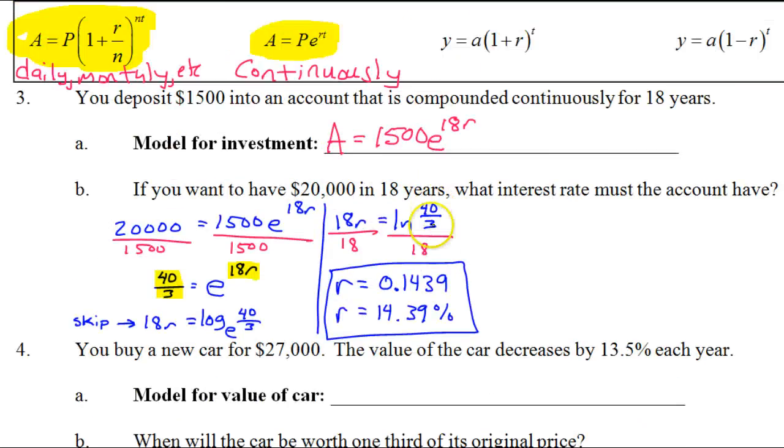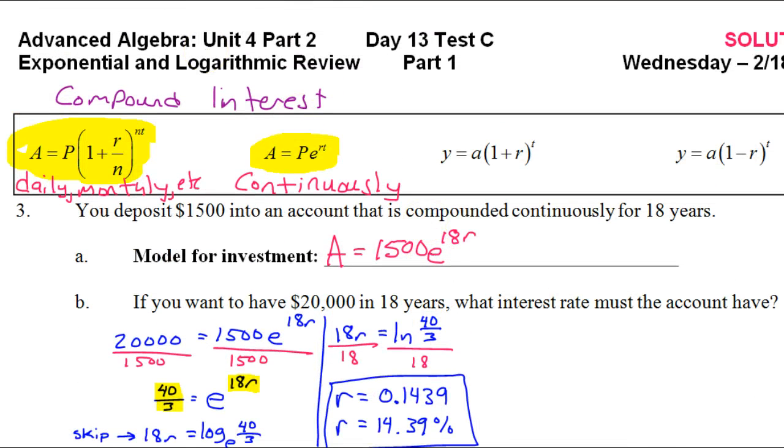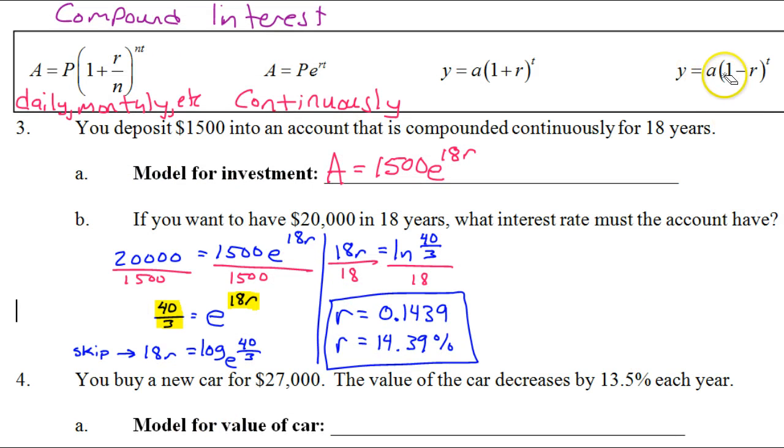So let's look back at our options. This is not compound interest, so we're not going to use either one of these two. So we're talking about either general growth or general decay. Since this is decreasing, it's going to be decay. So it'll be 1 minus the rate instead of plus.